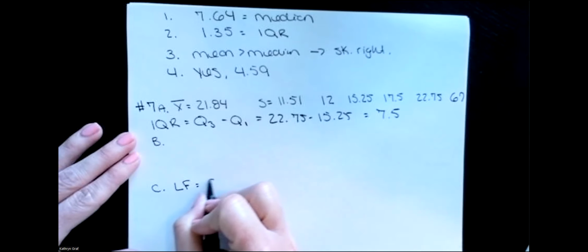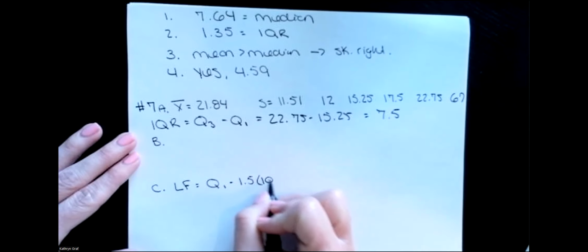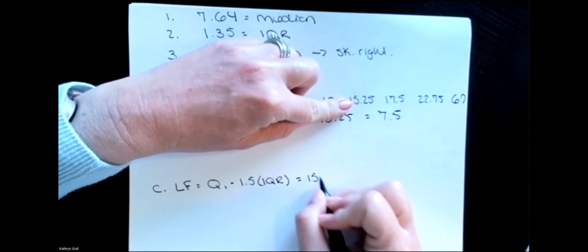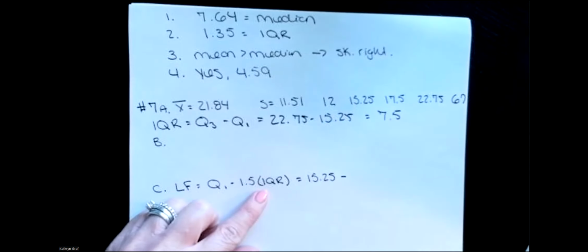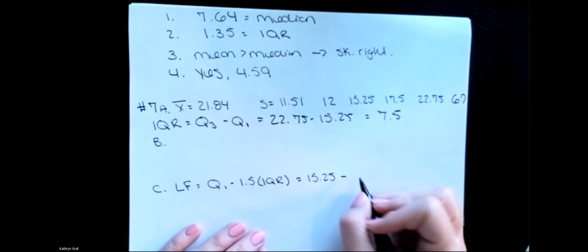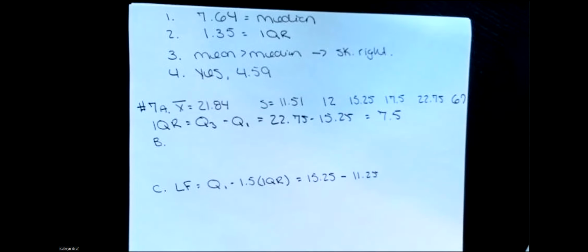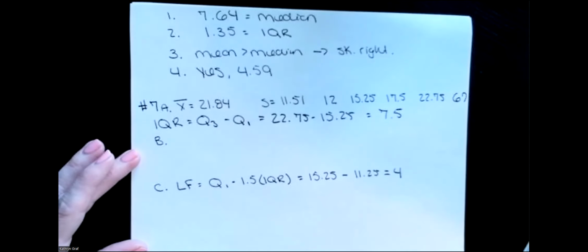So lower fence, same as before, quartile 1 minus 1.5 times IQR. Now, quartile 1 is this 15.25 minus the 1.5 times IQR. So it was 1.5 times the 7.5. That is my 11.25. Okay. So when I do that, then I'm going to get 4, right? And that's going to be my lower fence. All right.